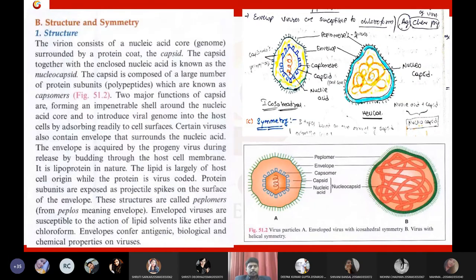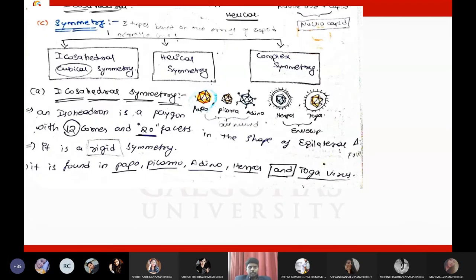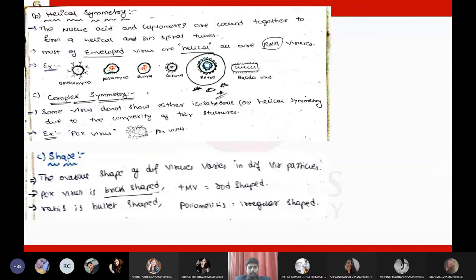Then coming to symmetry. We have three types of symmetry: icosahedral symmetry, helical symmetry, and complex symmetry. Say, for example, this is an icosahedron, and this is helical symmetry.